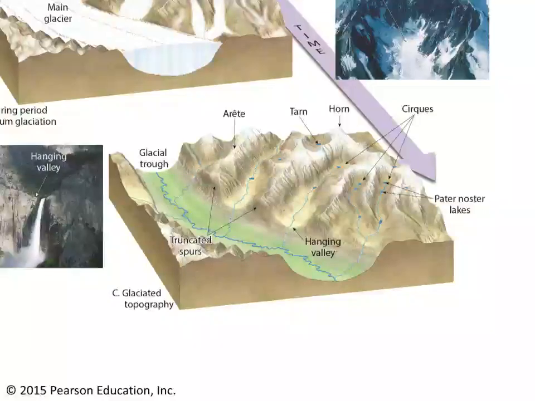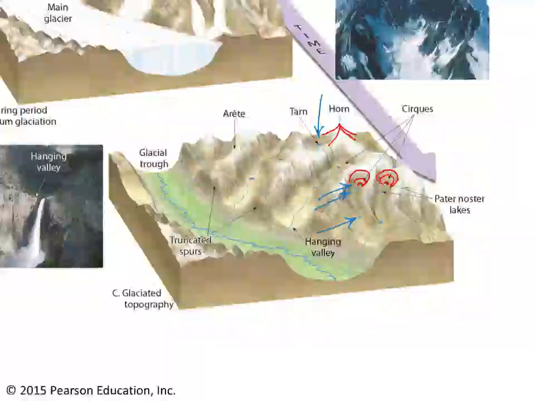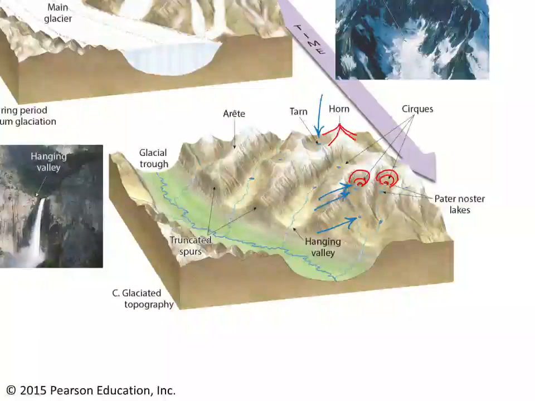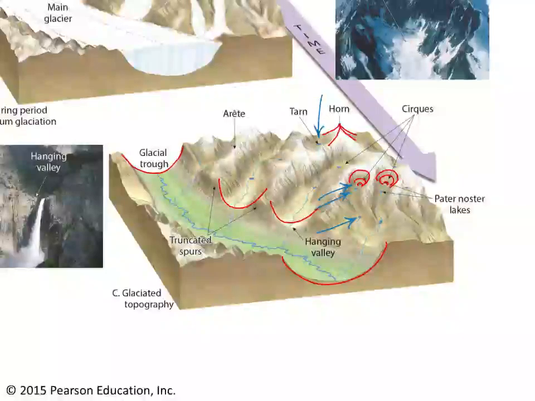These include features like a horn, also cirques, which are amphitheater-like heads to the different tributary valleys. You could have little lakes at the bottom of a cirque. These lakes are called tarns. Or you could have a chain of lakes all connected together along the bottom of a common valley. Those are known as pater-noster lakes. Finally, we've got the hanging valleys that abruptly terminate in the air up above the main glacial trough. They're often marked by the sight of tremendous waterfalls.